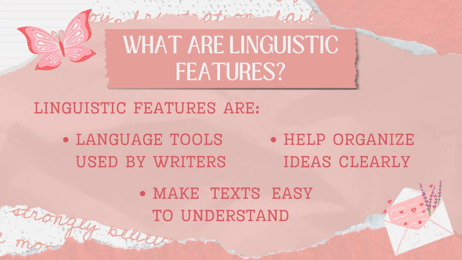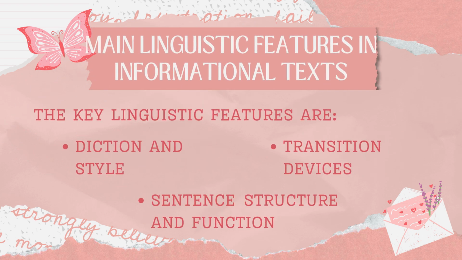Just like when we are going to build a house, we need to have proper tools, right? So, just like that, writers also have their language tools to properly shape their writing and to help us understand the ideas clearly. The main linguistic features in informational text are these three: diction and style, transition devices, and sentence structure and function. These three features work together to make writing clear, organized, and effective. We will discuss each one carefully.